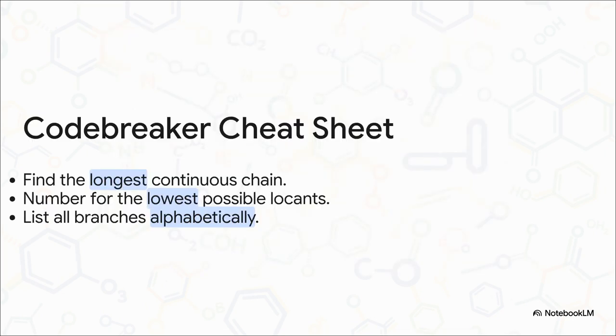So if you're going to remember anything from all this, remember this codebreaker's cheat sheet. First, always find the longest continuous chain, even if it bends all over the place. Second, number that chain to give all the branches the lowest possible numbers. And third, list those branches in alphabetical order. If you can master these 3, you can name the vast majority of simple alkanes out there.